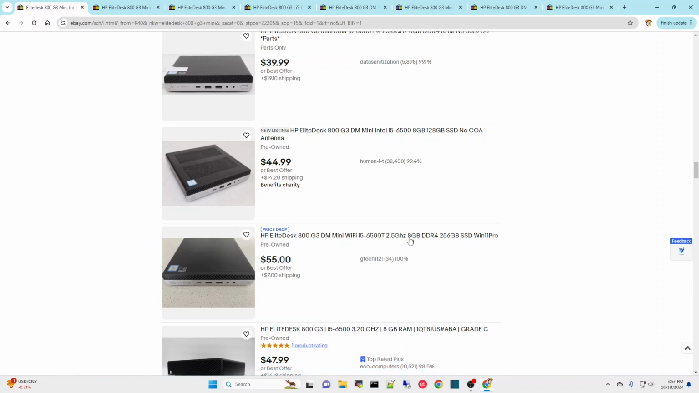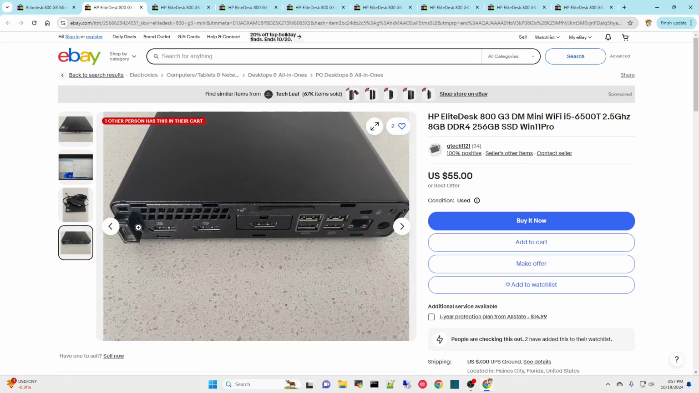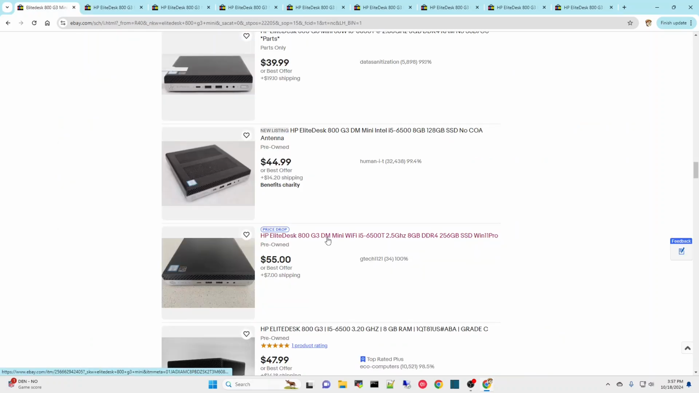Okay, so here's one. I've got a 256 SSD. Windows is already on there. I've got 8 gig. I've got a 6500T. I've got a best offer, very inexpensive shipping. Wow, and the power supply. So this looks a little funky, but that's not so bad. For the money out the door, pretty much ready to go, other than maybe boosting up the memory. But if you just wanted a quick and dirty Windows 11 Pro, you could go with it.